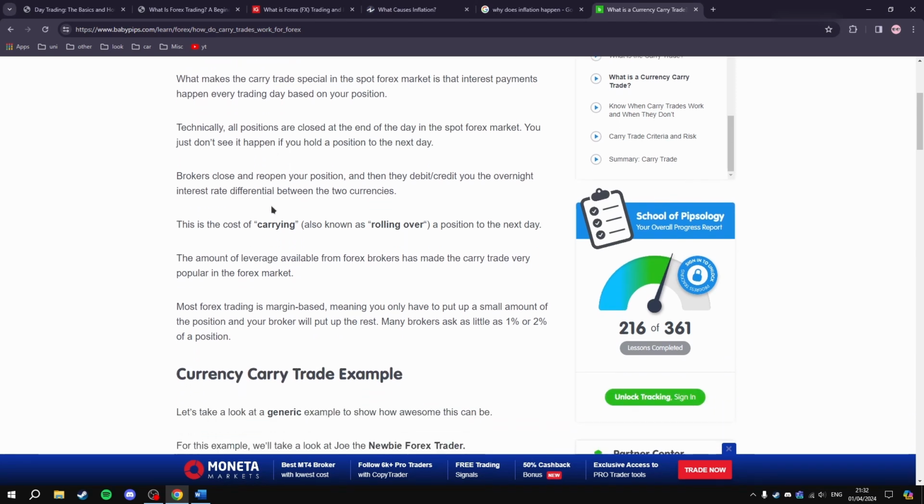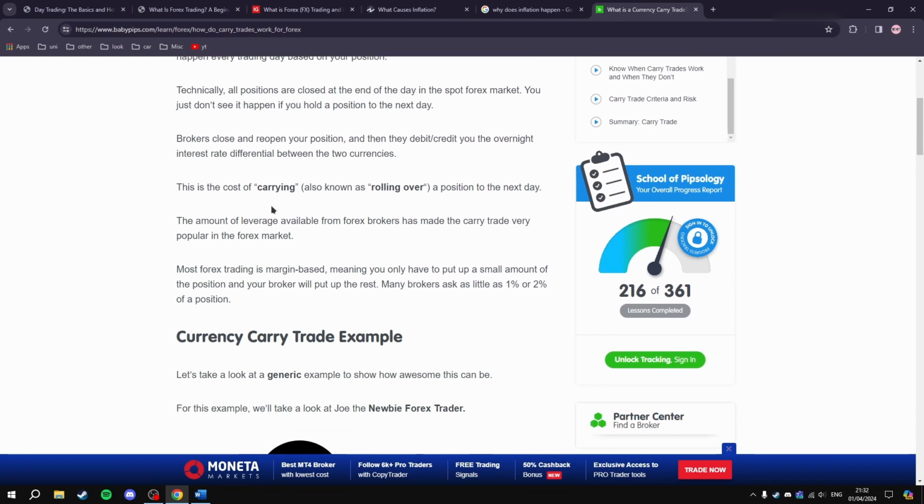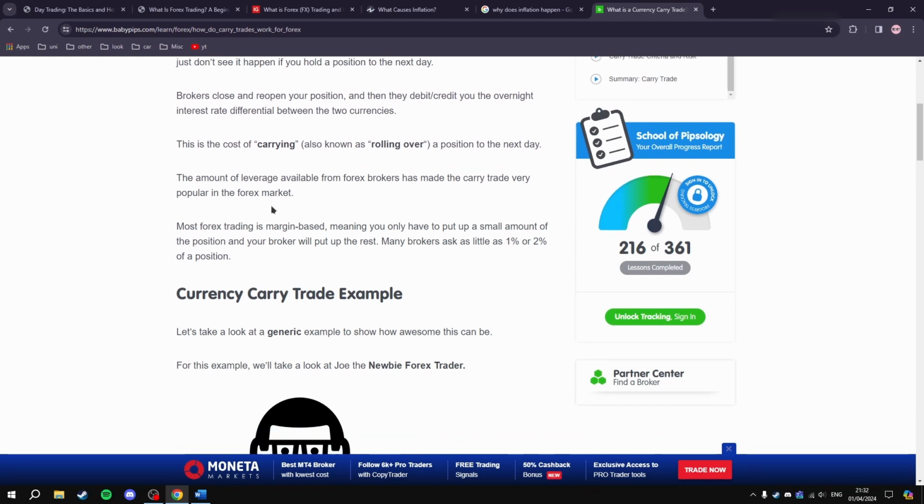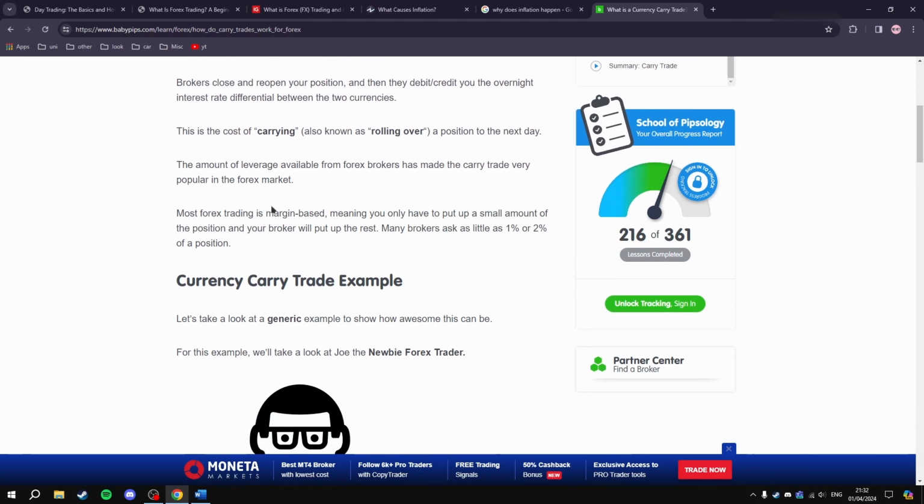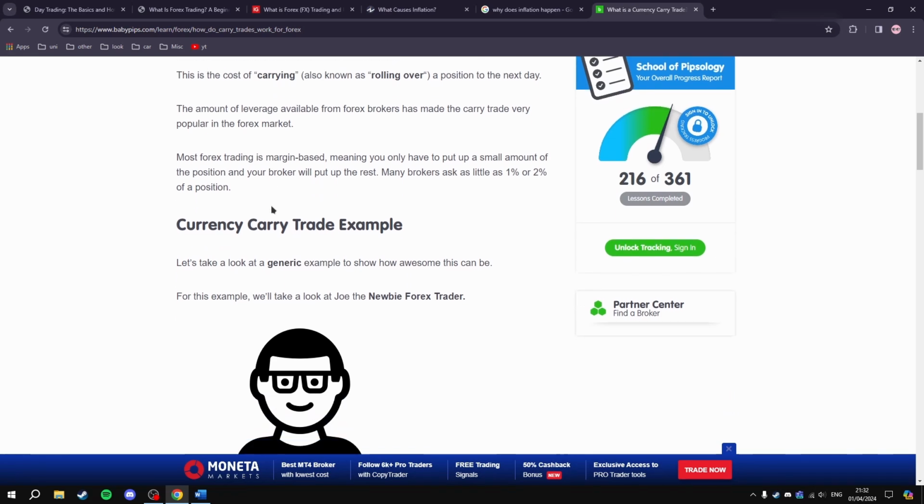What makes a carry trade special in the spot Forex market is that interest payments happen every trading day based on your position. Technically, all positions are closed at the end of the day in the spot Forex market. You just don't see it happen if you hold a position to the next day. Brokers close and reopen your position, and then they debit/credit you the overnight interest rate differential between the two currencies. This is the cost of carrying, also known as rolling over a position to the next day.